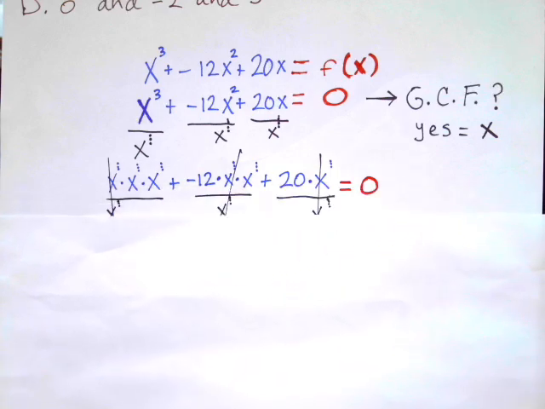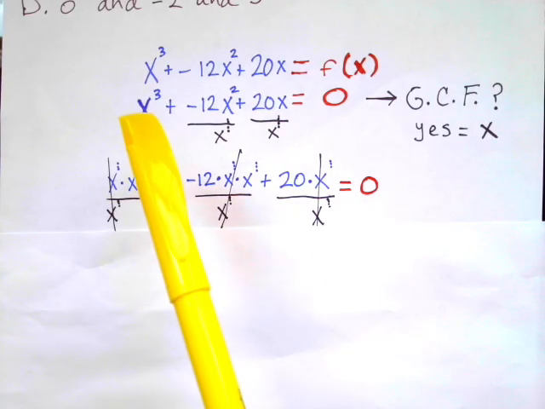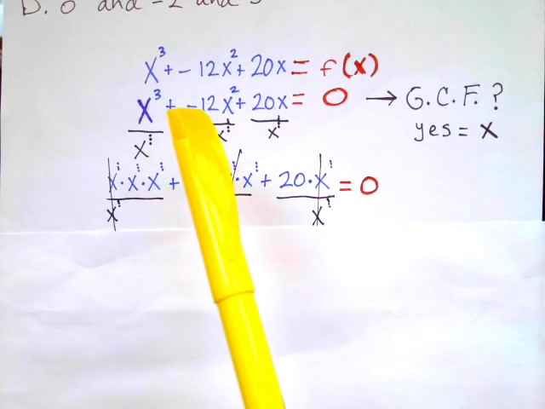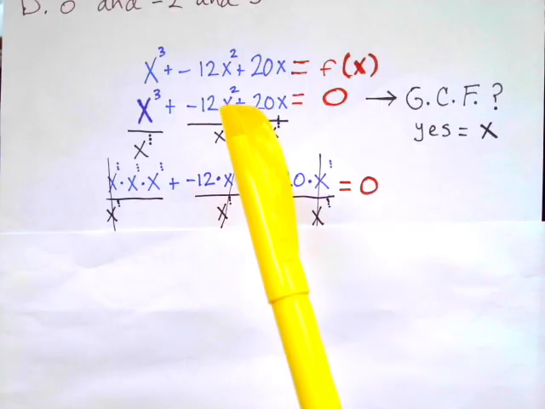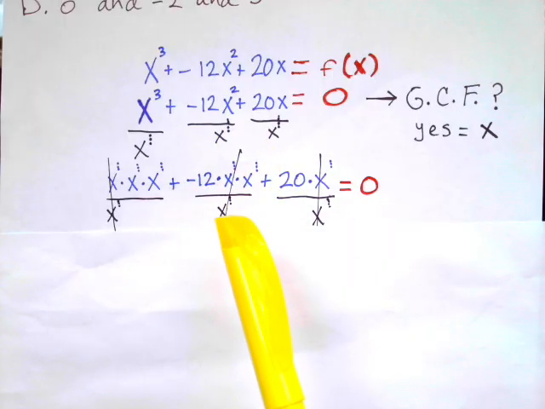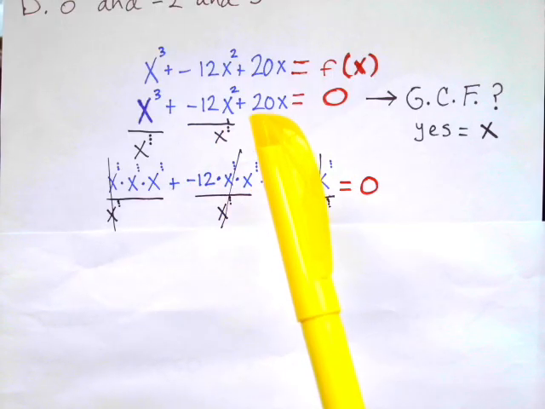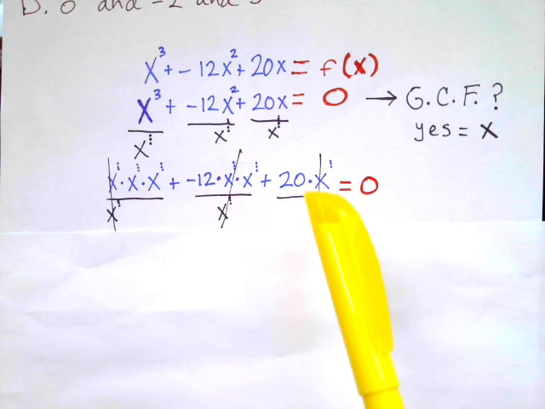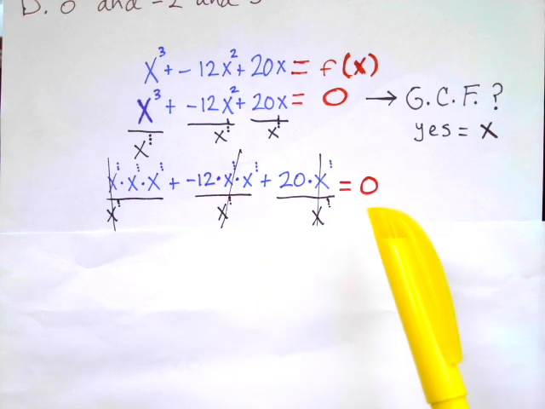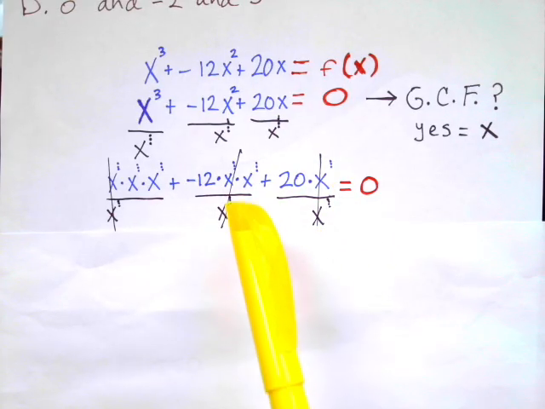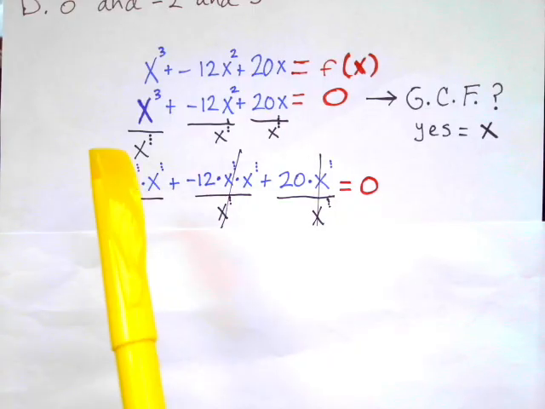Let me show you what that's going to look like using expanded form. So x cubed is x times x times x. Remember, I'm going to divide or factor out x to the 1 power. Plus, -12x squared is a -12 times x times x, divided by that 1 x I'm going to factor out. Plus, 20 times x is 20 times x, divided by x to the first power, which I'm going to factor out, equal to 0. So anything over itself is 1. So x over x is 1, x over x is 1, and x over x is 1.